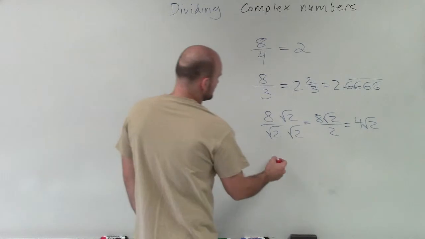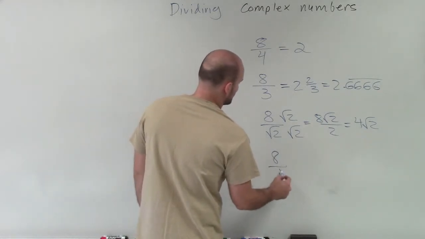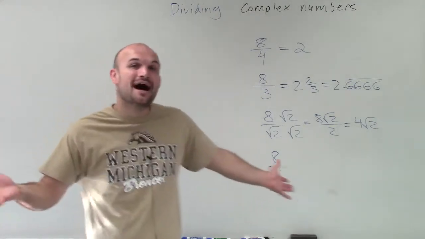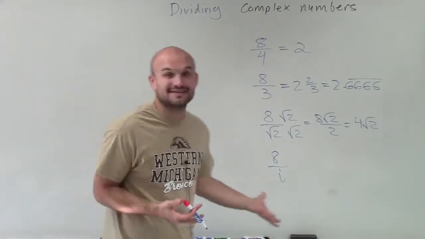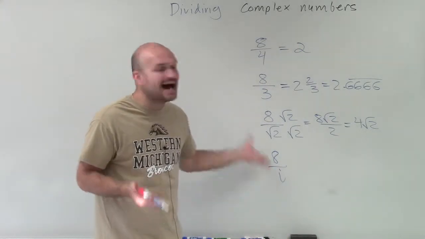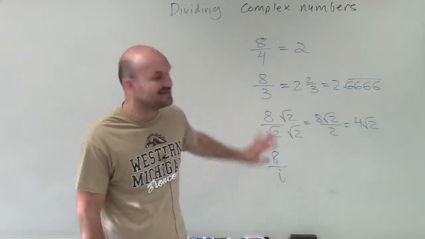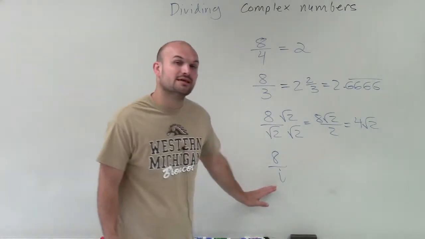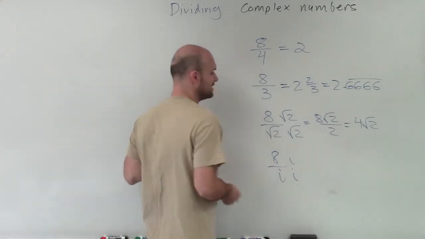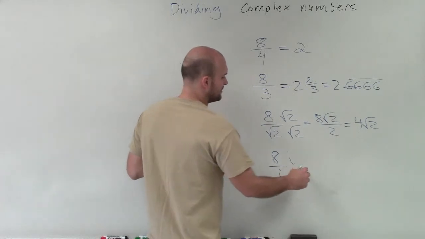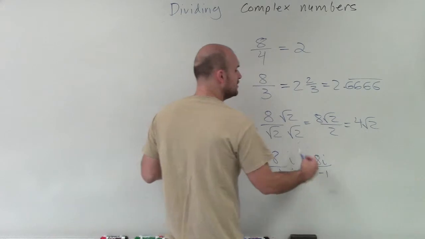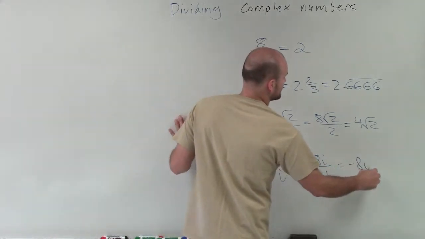Now, the same thing can be said for 8 over i. We can't even plot i unless we're using a complex axis. So i is our imaginary unit. How are we going to divide i into 8? Well, the exact same way that we deal with irrational numbers. We want to eliminate i in our denominator. To do that, we multiply our numerator and our denominator by i. Therefore, we have 8i divided by i squared, which is -1, which gives us a simplified answer of -8i.